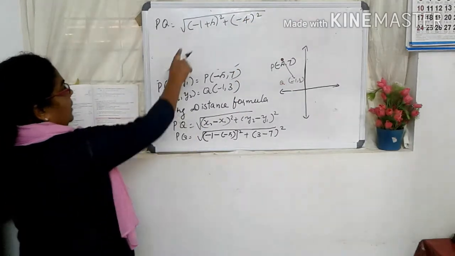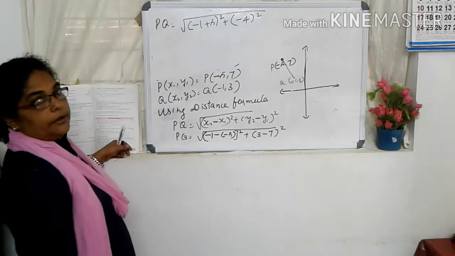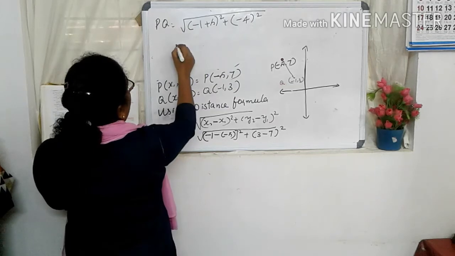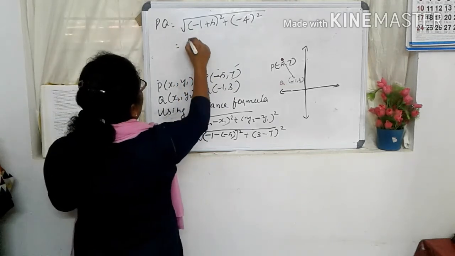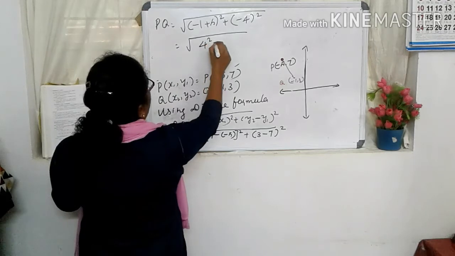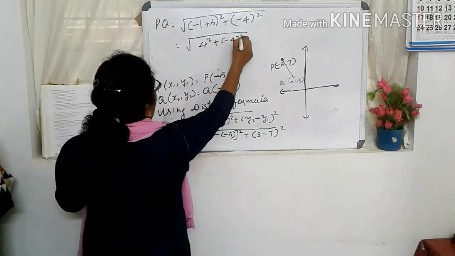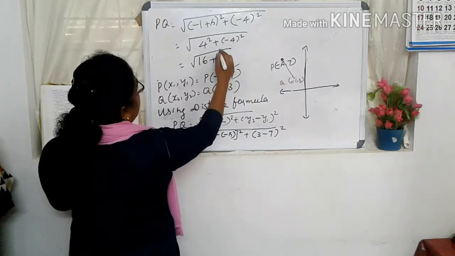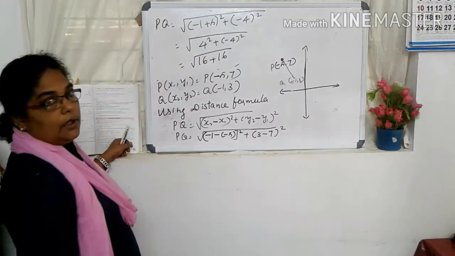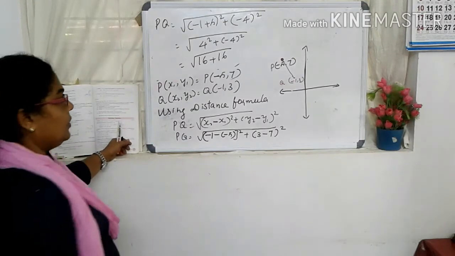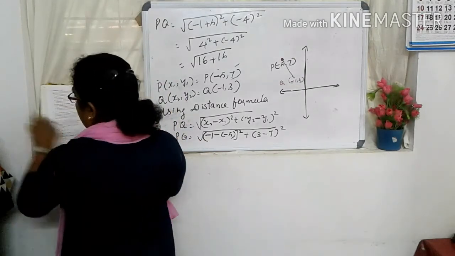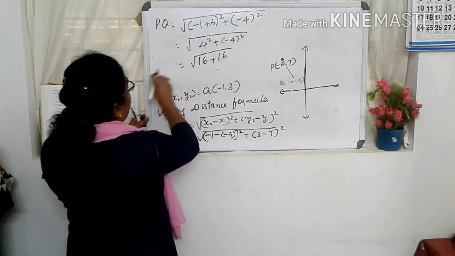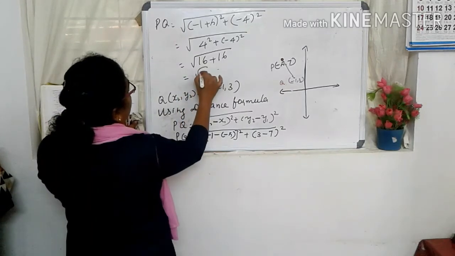Okay. Now how to do the simplification? First simplify, then only we have to take the square. Now, how much is minus 1 plus 5? Minus 1 plus 5 is 4. Therefore root of 4 square plus minus 4 square. What is the value of 4 square? That is 16. And this is also 16. Minus 4 square is also 16 because the square of a negative is positive. Now, how much is 16 plus 16? 16 plus 16 is 32. Root 32. So we are getting PQ equal to root 32.